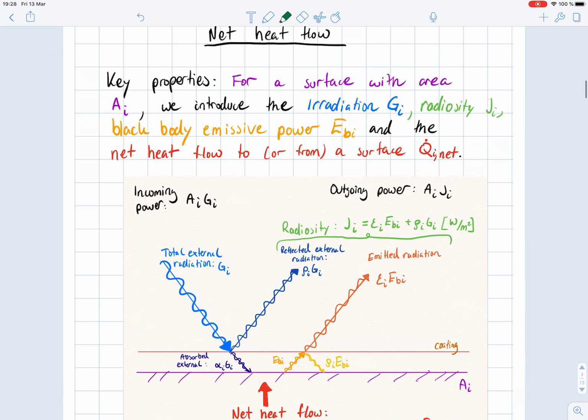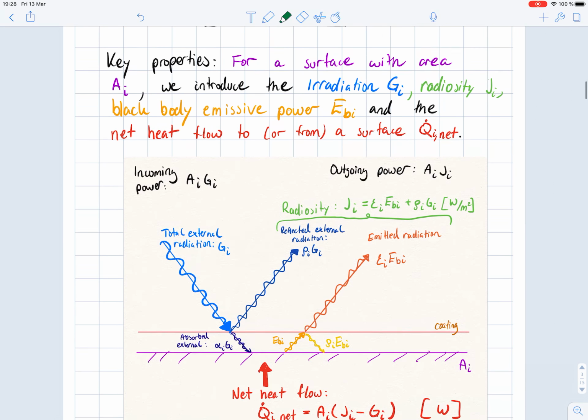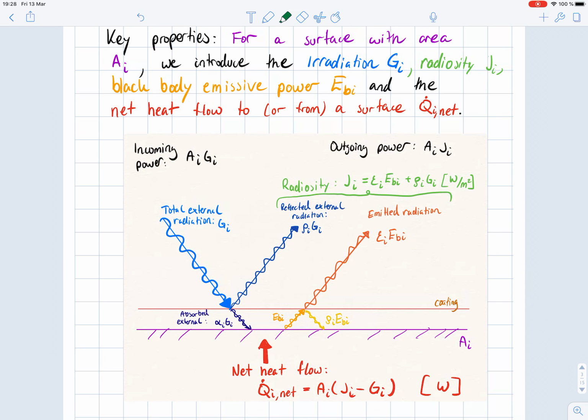We'll start with a diagram describing the net heat flow. We will revisit this diagram in the coming lectures, so we will include it several times. What we'll be looking at is a surface that has an area A_i. This is sketched in the bottom part of our diagram. And we will separate between radiation entering and radiation leaving this surface.